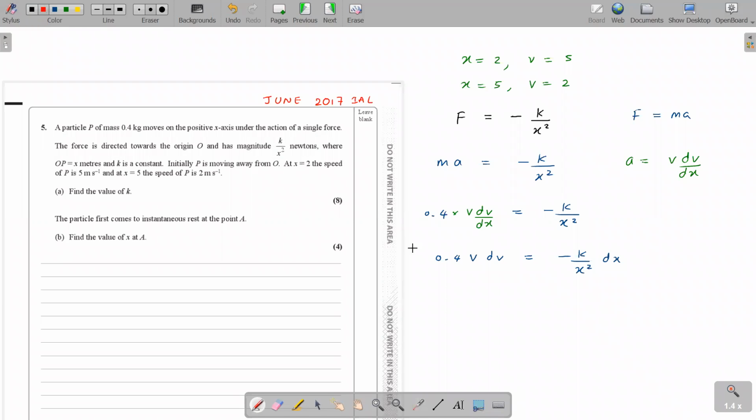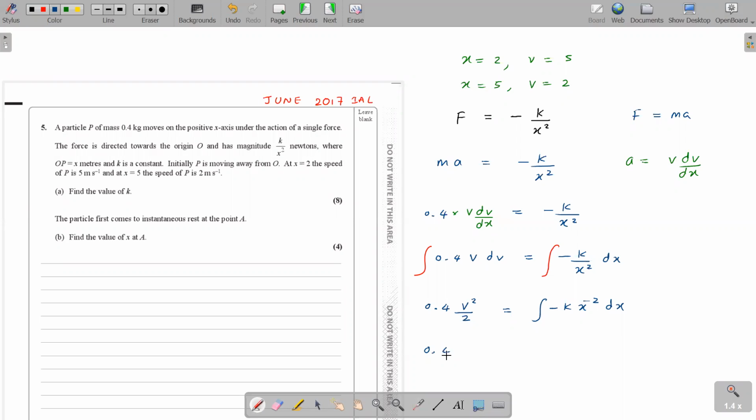And now what do we do? Both sides we will integrate. When you integrate v with respect to v, 0.4 is the constant, so let it be there, and we get v square over 2 equals minus k over x square on the other side. How do we integrate? Are we going to use ln rules here? Because it's x square, not 1 over x, make sure you bring x to the numerator. So it's minus k times x to the power minus 2.